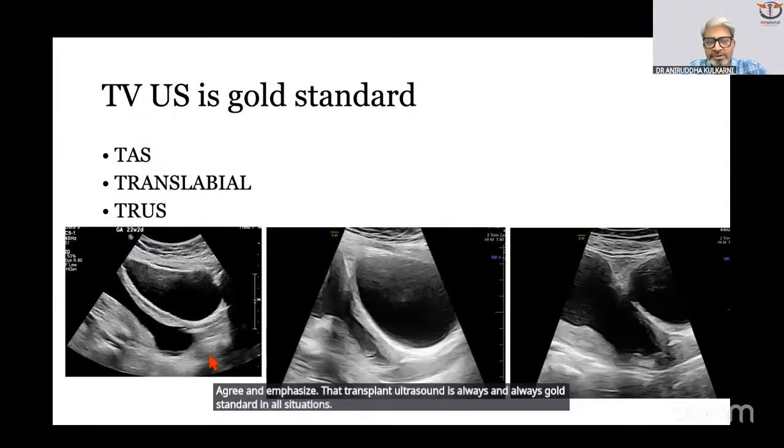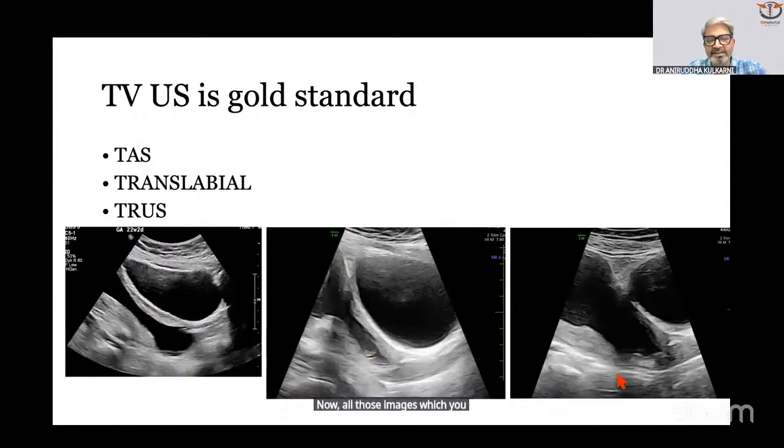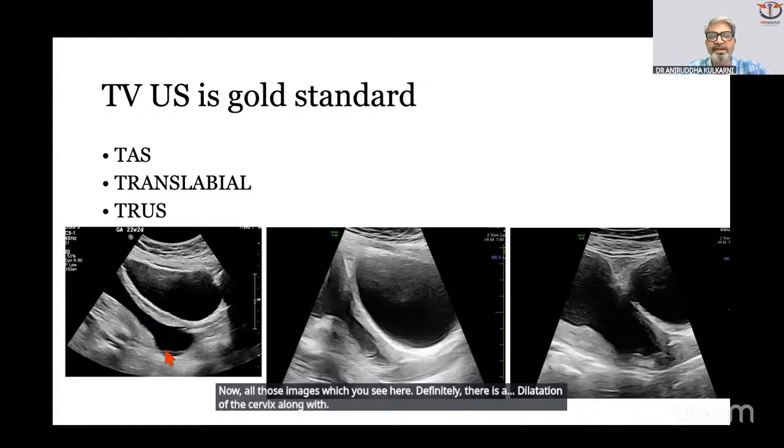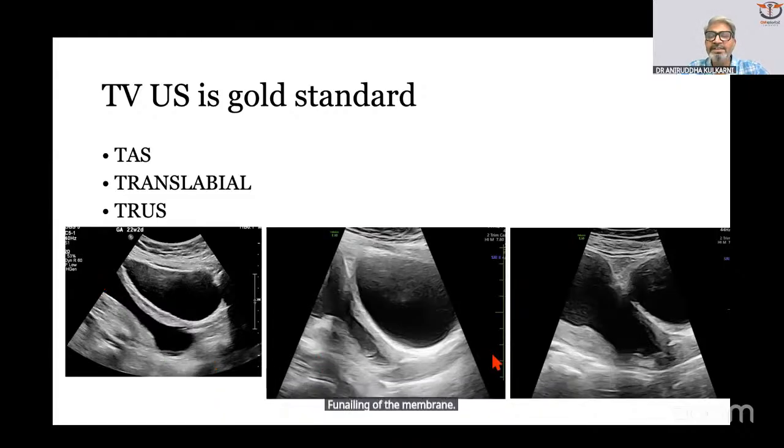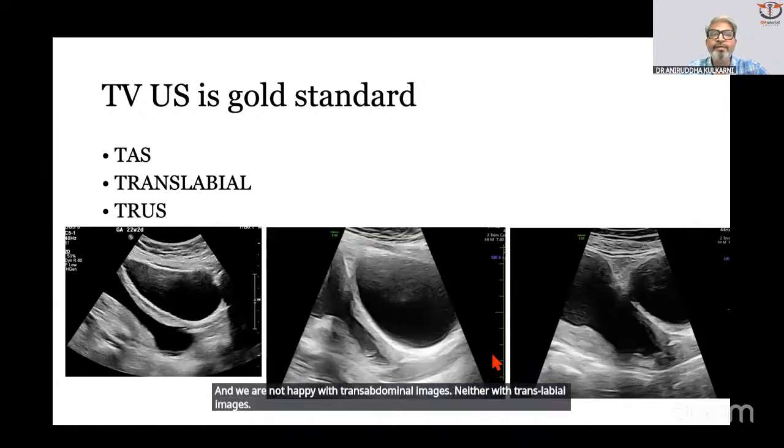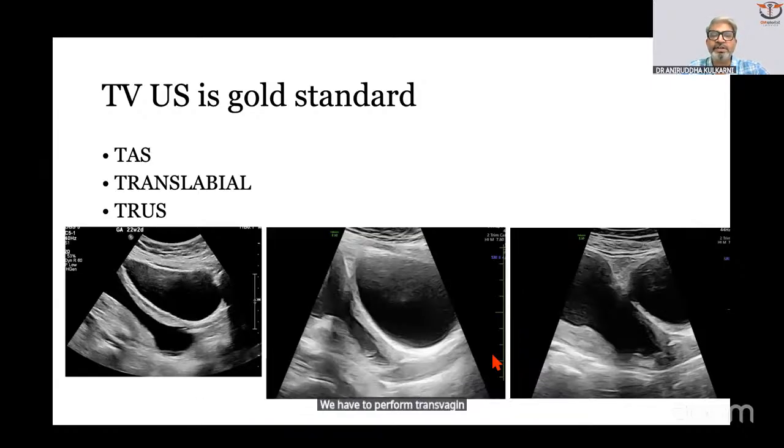Now, all those images which you see here, definitely there is dilatation of the cervix along with funneling of the membrane. But all these images are transabdominal images, and we are not happy with transabdominal images, neither with translabial images. We have to perform transvaginal ultrasound in each and every patient, normal or abnormal, where the internal os and cervix is to be assessed.